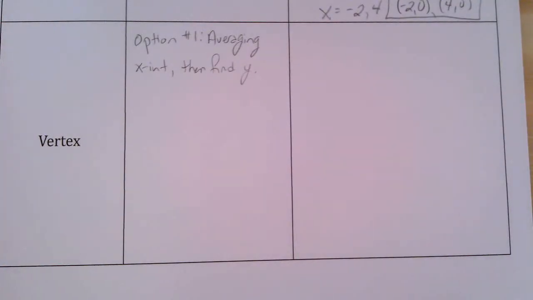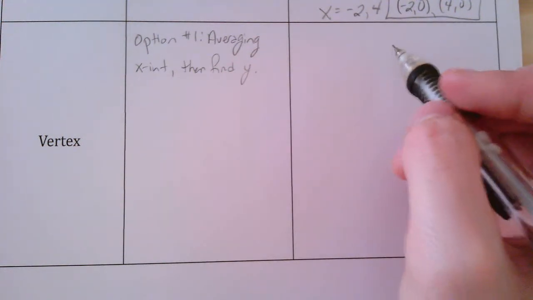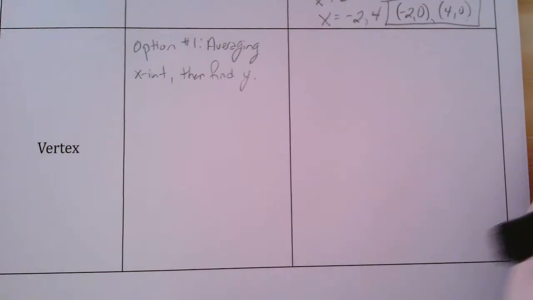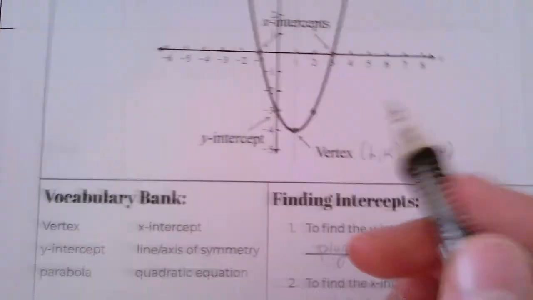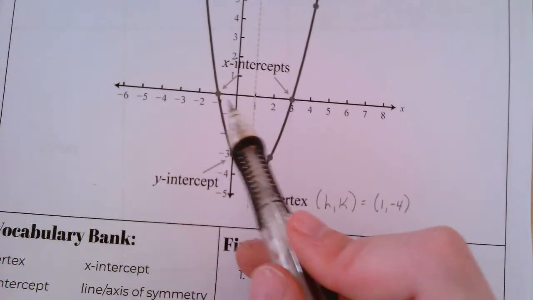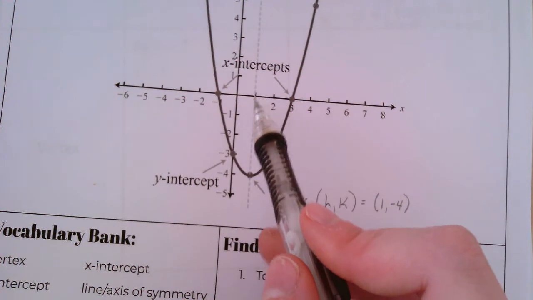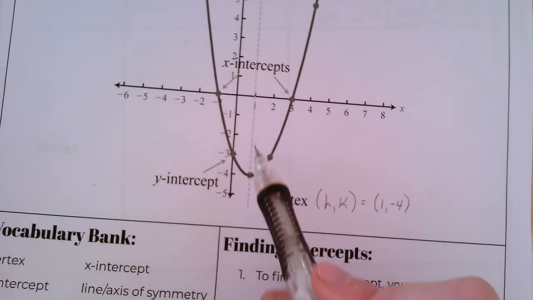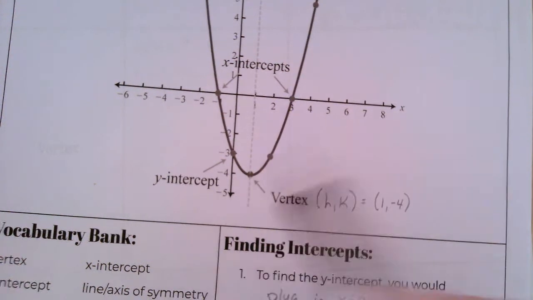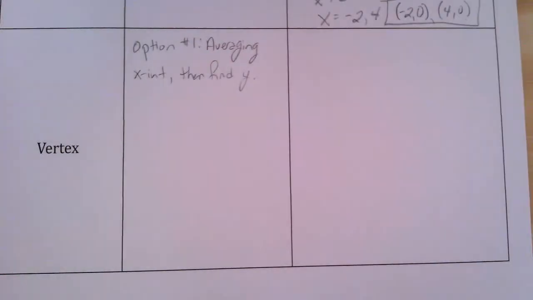And this is playing off of the idea that your x-intercepts actually are symmetric. So if I go back to a picture of a parabola, notice here that right in the middle of my x-intercepts, so one here and one here, right in the middle is my line of symmetry. And on my line of symmetry is the vertex. So I'm playing off of that idea.